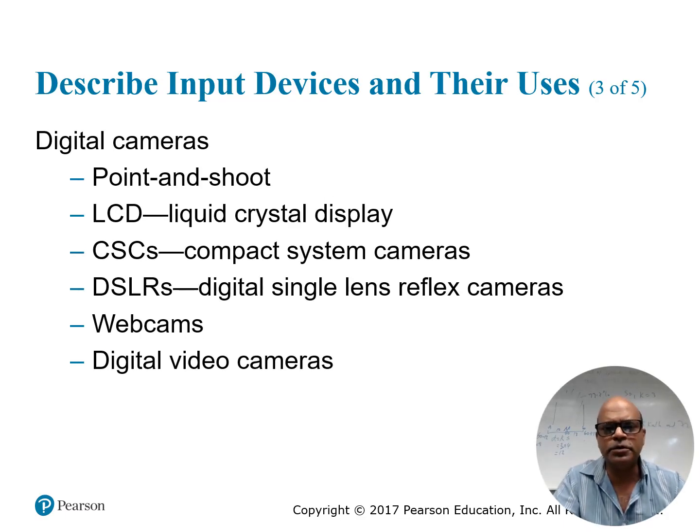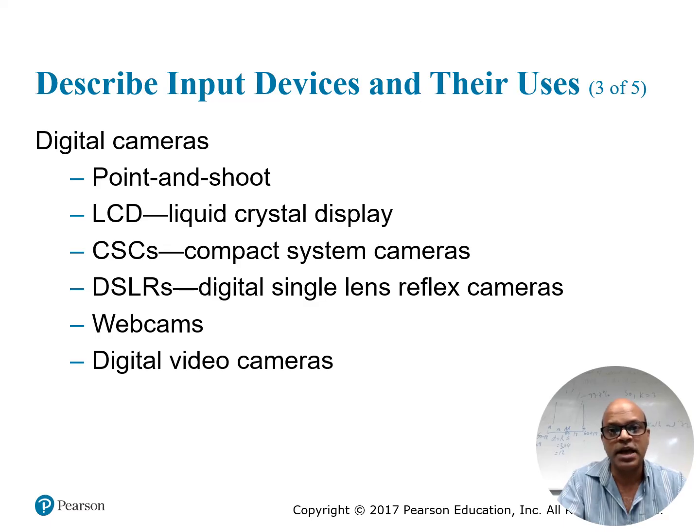Digital cameras are input devices which can have limited features or be very sophisticated. Point-and-shoot cameras have an LCD, or liquid crystal display, to help you frame your image. These cameras do not have a flash or optical zoom features. They have a shutter lag, which is the time between when you press the button to take the photograph and when the actual image is captured.